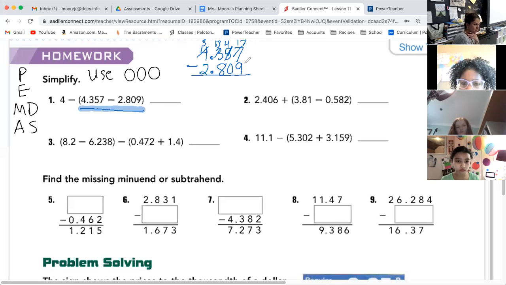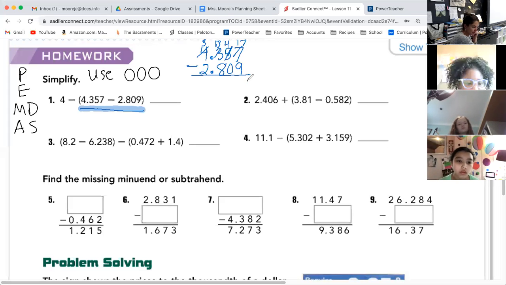Everyone writing this down? Let me know if I'm going too fast, okay? I can't see where you're at in your problem. We have this problem set up and regrouped, ready to roll now? Okay, let's do the subtraction.